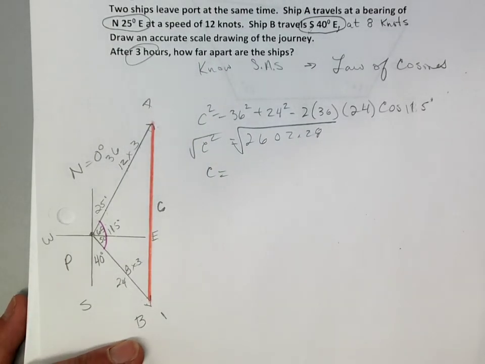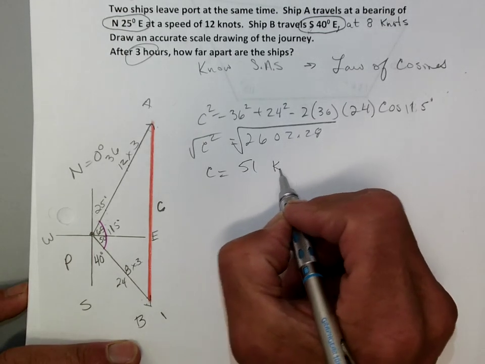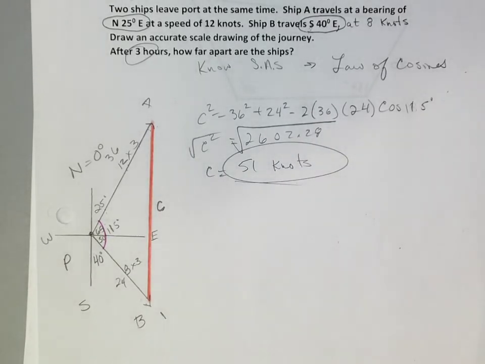So square root of that answer, and I get an answer of about 51. And that's in terms of knots. Knots is just a term that boats use for distances. That makes sense? Boats don't do miles, they do nautical miles, which has to do with the degrees.